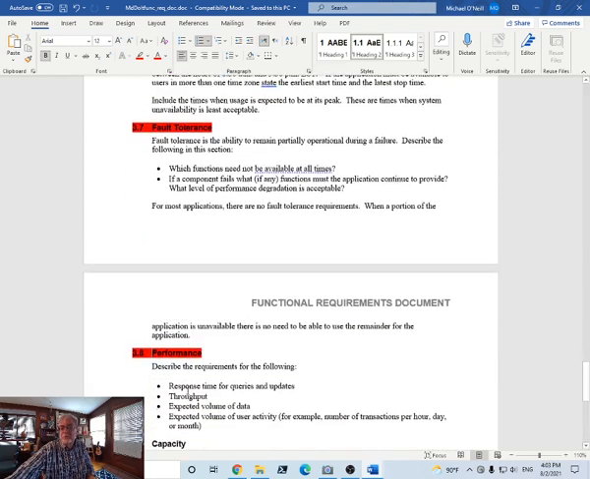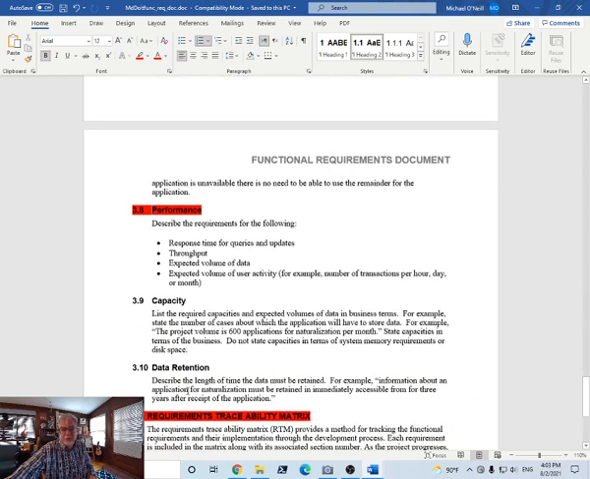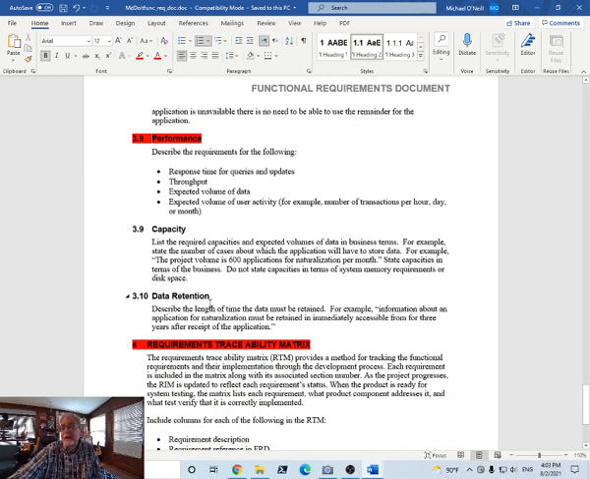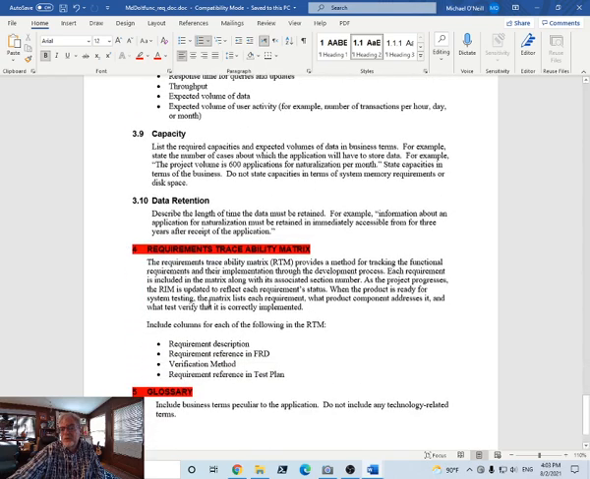Okay, fault tolerance and performance. Don't worry about it. You have to worry about an actual situation. You don't have to worry about this. Capacity, how big is your application? How many people are going to use it? And data retention, how long are you going to retain data? People have a tendency to hold on to data forever. That's not a good strategy these days. Okay, paragraphs 4 and 5 are in red because you do not have to do them.